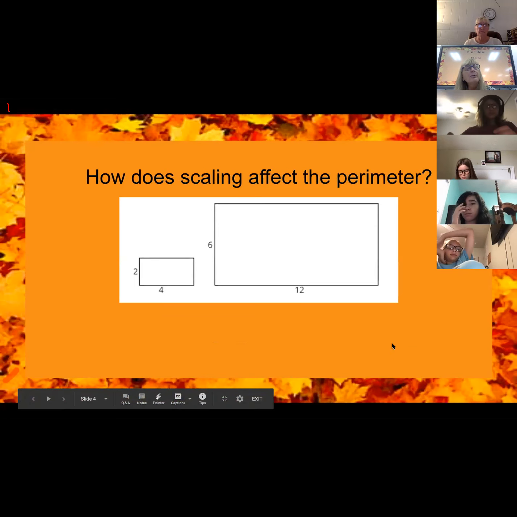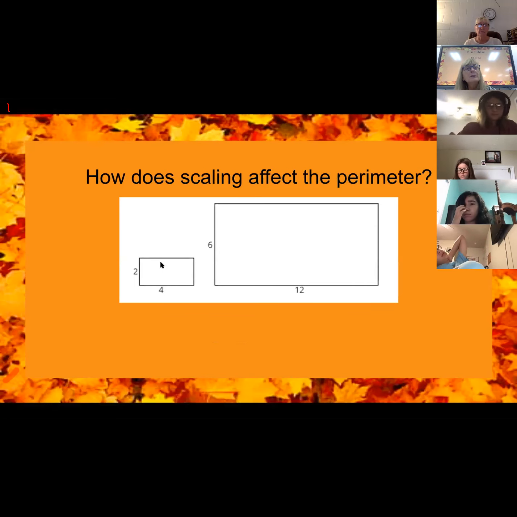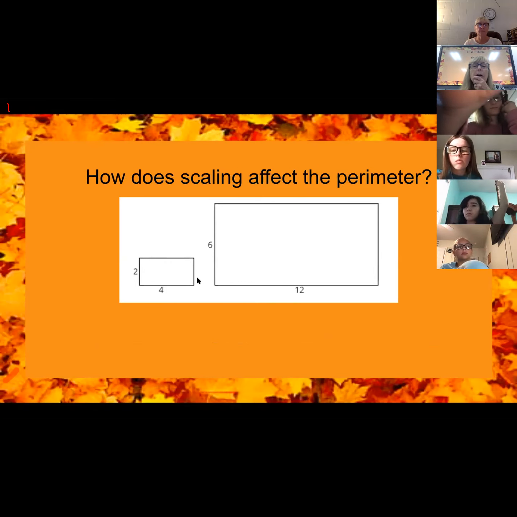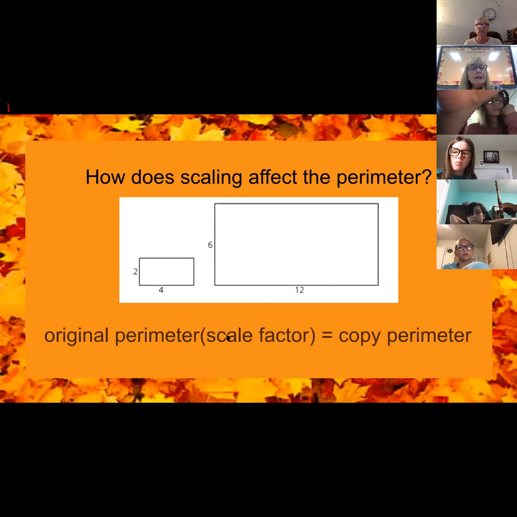So the original distance times the scale factor is going to give us the copy distance. How about perimeter? What's the perimeter of the small rectangle? 12. What's the perimeter of the big rectangle? 36. So is 12 times 3 36? Yes, and that was the scale factor. So the original perimeter times scale factor gives us the copy perimeter.